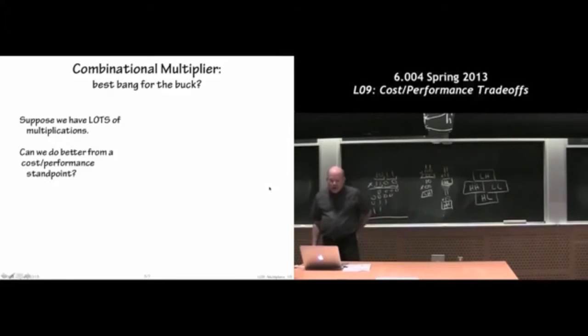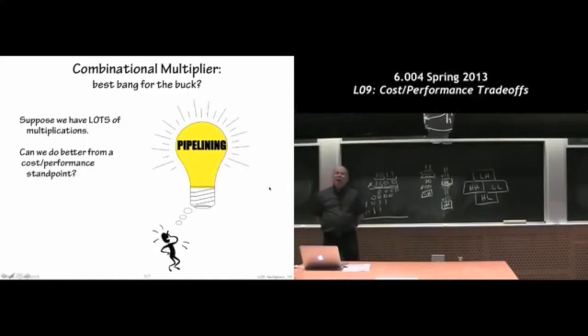Can we do better from a cost performance standpoint? In other words, can we, for instance, get better performance? Rather than having to wait, getting a throughput of 1 over n, can I get better throughput? Another thing is maybe I can use less hardware. So those are the things we're going to think about.